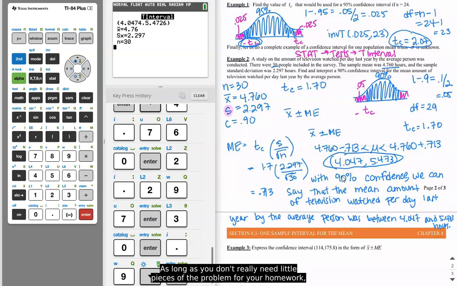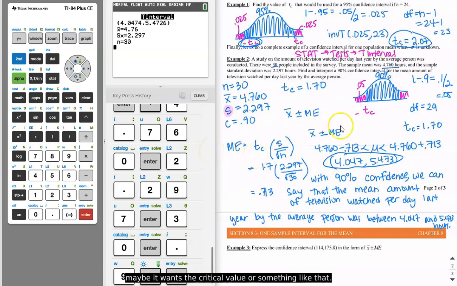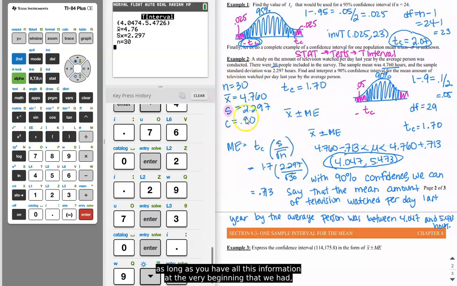And this works as long as you don't need little pieces of the problem. For your homework, maybe it wants the margin of error, maybe it wants the critical value or something like that. But if it just wants the confidence interval, as long as you have all this information that we had at the very beginning, you can go from this step here to our final answer and then our interpretation.